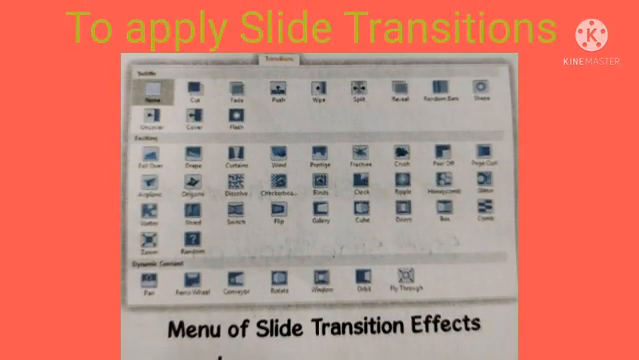Okay, students, to apply slide transitions: First, select the slide you want to apply the slide transition to. Second, on the Transitions tab, click on the More drop-down arrow in the Transition to This Slide group. Third, a drop-down menu of slide transition effects will appear. Choose the desired effect, the one you want. Fourth, the slide transition will be applied to the slide along with a preview.